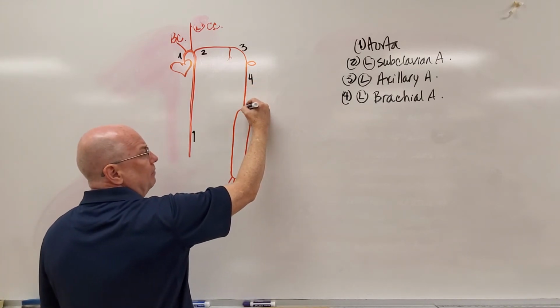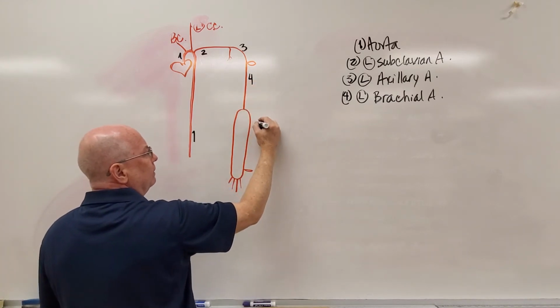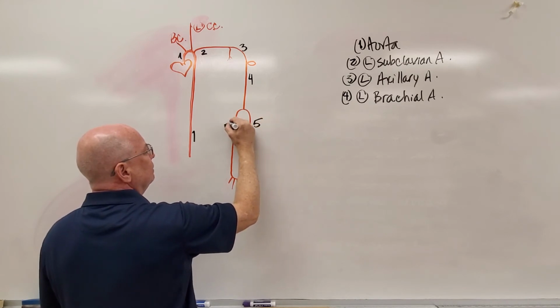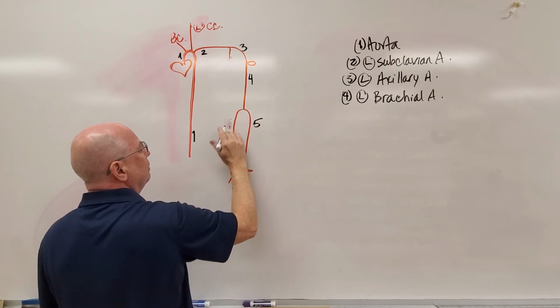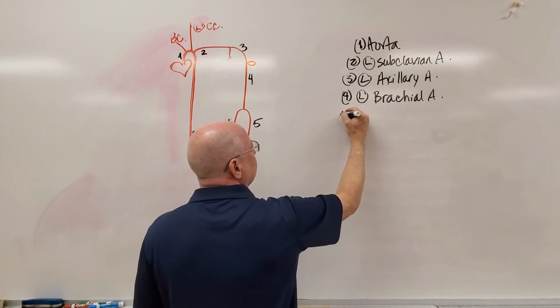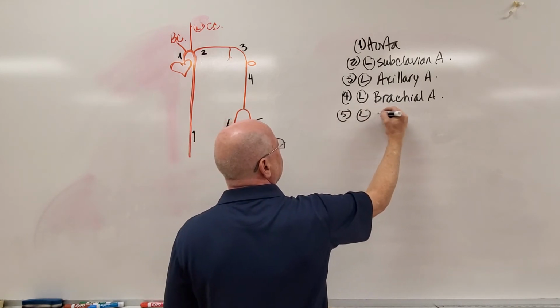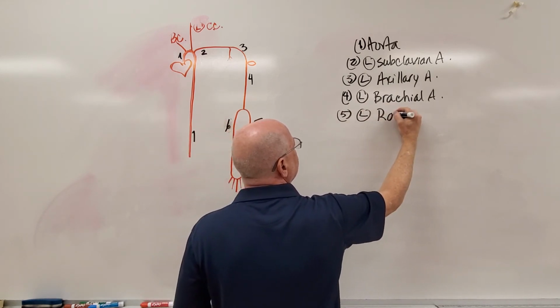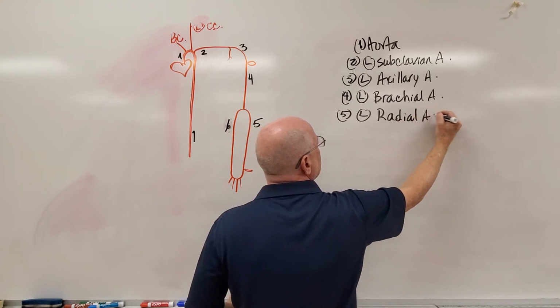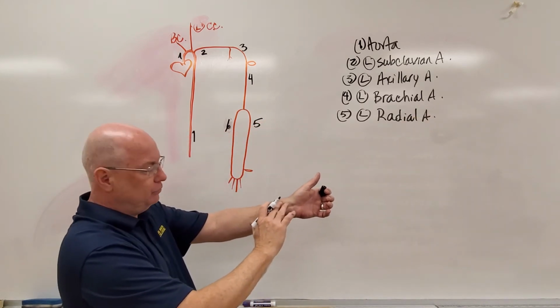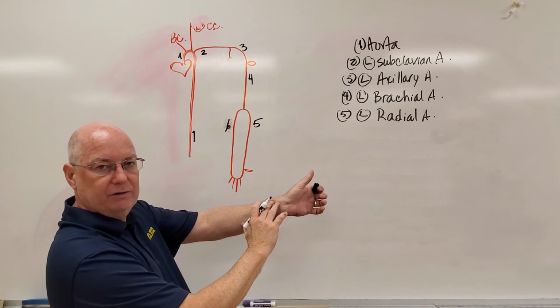When the brachial artery ends, it's going to split into these two, and I numbered that wrong. The one that's going to go on the outside is going to be called the left radial artery. And that's where you check someone's pulse. When you check someone's pulse, you're feeling the radial artery.